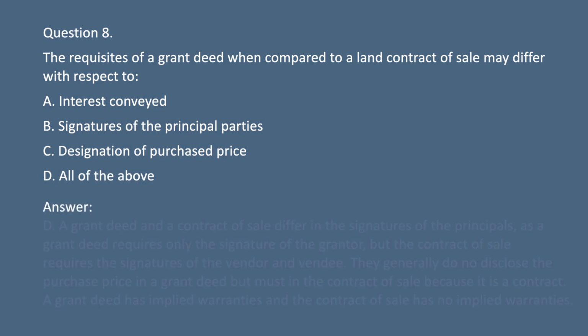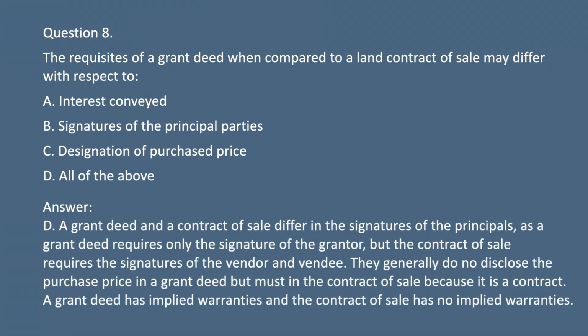Answer. D. A grant deed and a contract of sale differ in the signatures of the principals, as a grant deed requires only the signature of the grantor, but the contract of sale requires the signatures of the vendor and vendee. They generally do not disclose the purchase price in a grant deed but must in the contract of sale because it is a contract. A grant deed has implied warranties and the contract of sale has no implied warranties.